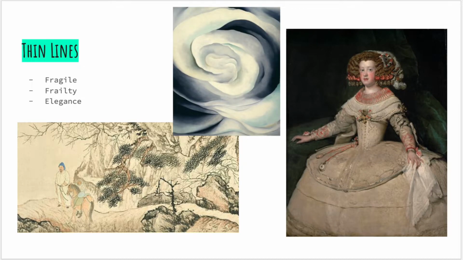When an artist chooses to use thin lines, they might be trying to convey a sense of fragility or a sense of frailty or perhaps a sense of elegance. For example, the thin line work used to render the flower only highlights its frailty, whereas the thin line work in the painting of the woman highlights her elegance.